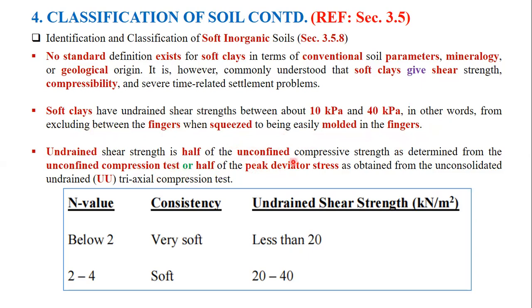And undrained shear strength is half of the unconfined compressive strength. That means undrained shear strength equals half of unconfined compressive strength, or half of peak deviatoric stress. Deviatoric stress is the maximum normal stress minus the minimum normal stress, known as the deviatoric stress, from the unconfined or quick test, QU test. And this is the envelope: below 20 is very soft consistency, undrained shear strength less than 20; 20 to 40, soft.